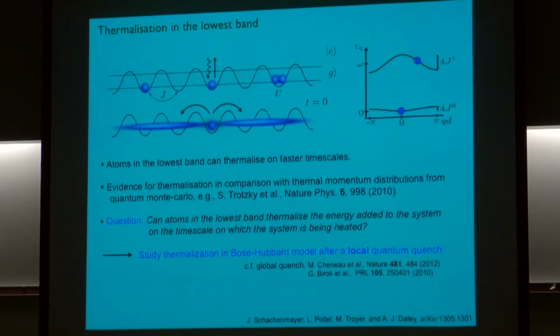So in principle, the atoms in the lowest band can thermalize the energy on faster timescales because in the end, this is all just dynamics within one band. And as I'll show you in a moment, there's experimental evidence that you might get thermalization under at least certain experimental conditions. So the question we want to ask is, can the atoms in the lowest band thermalize the energy that is added to the system on the timescale over which the system is being heated? Okay? So we have to study the thermalization essentially that results from what is essentially like a local quantum quench. There have been a few studies in the past of global quantum quenches where you change a parameter and look at how the system responds. What we're doing now is we are localizing a particle that has scattered a photon, and now we're asking essentially, can the atom now delocalize? Can it thermalize the energy that comes in this sort of local quench where something happens just on one side?